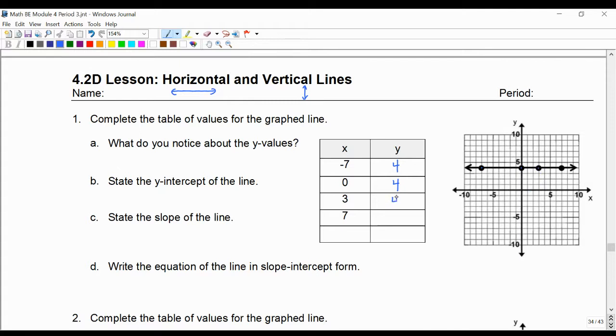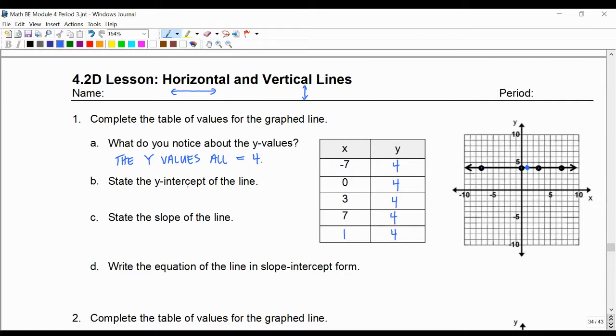It's 4. When x is 7, what is y? It's 4. And then we're going to pick another point from our graph. I'm going to pick this one. That is x is 1 and y is up 4. So what do we notice about the y values? Well, they all equal 4. They're all the same.